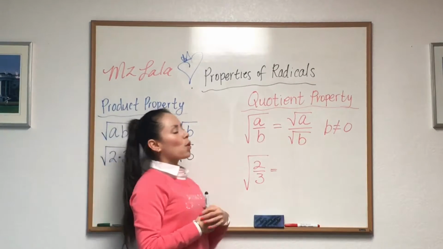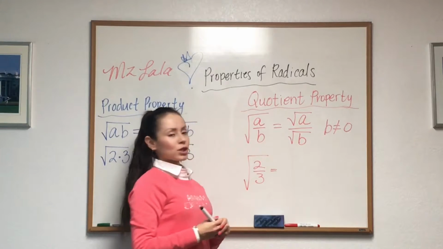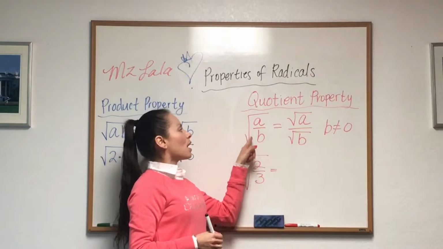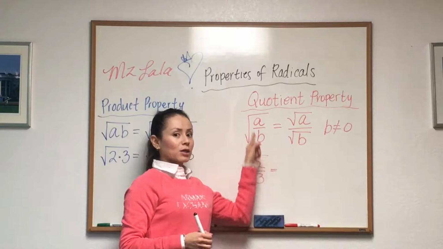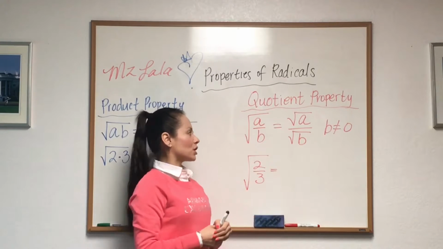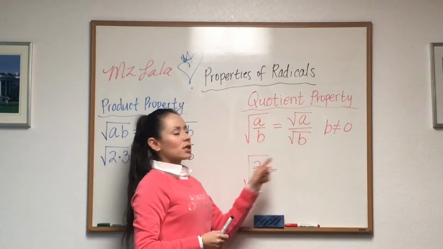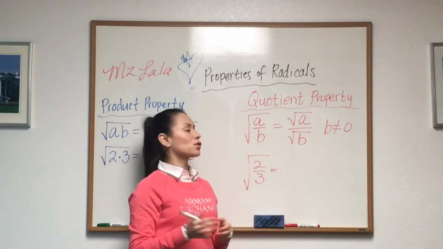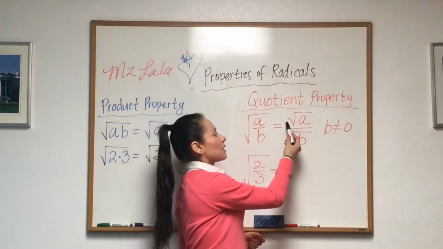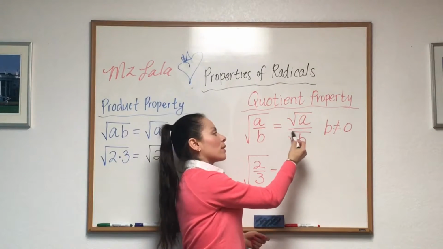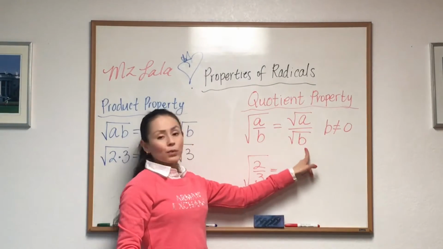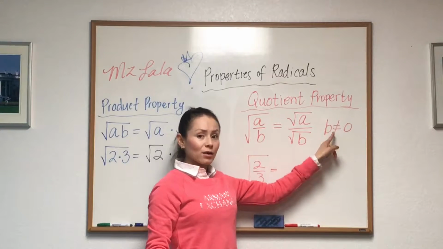Now let's look at the quotient property. In the quotient property, we have the square root of a over b, because a fraction means quotient, which means division, right? And that can be broken up to each value to have its own square roots. So it means the same thing as the square root of a over the square root of b, where the rule is b cannot equal 0.